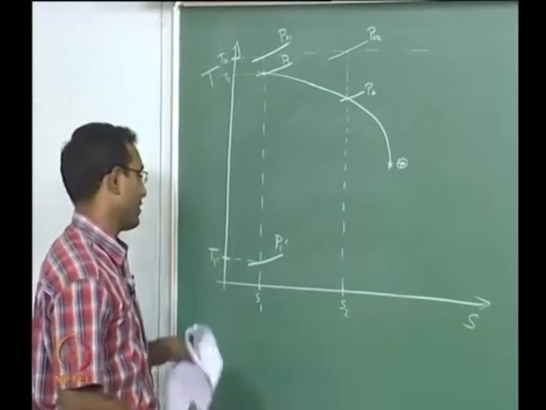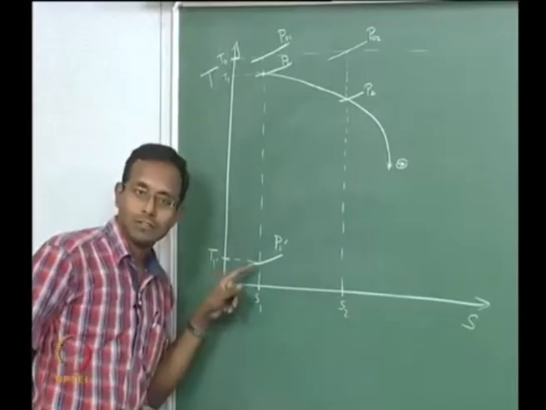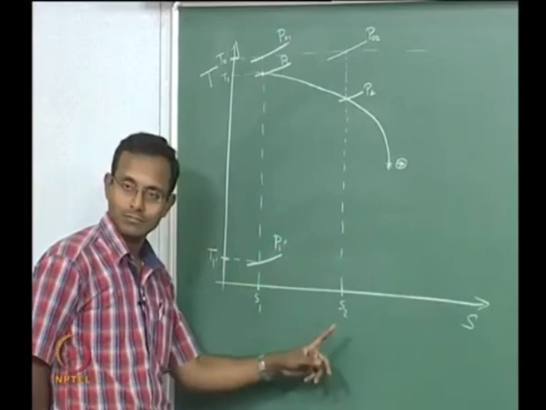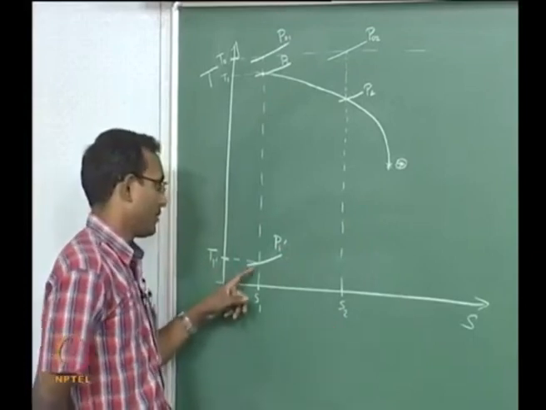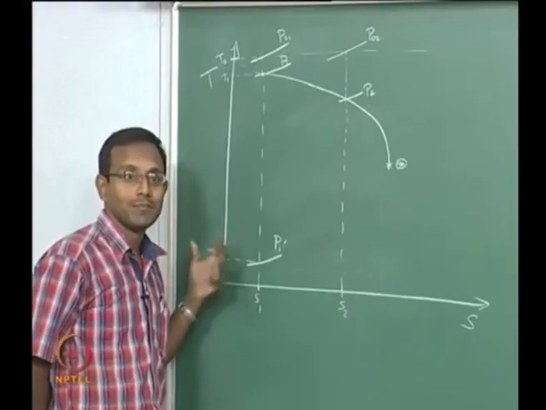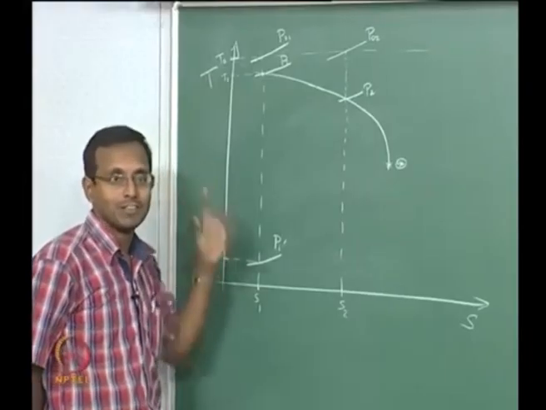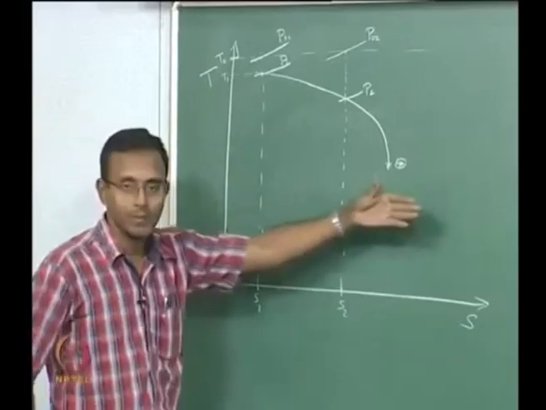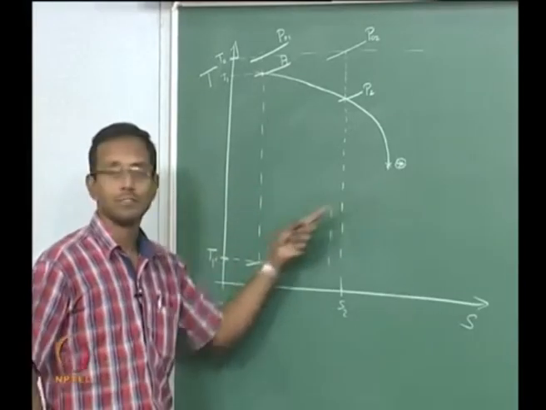If I start here, I know in supersonic condition, of course along my duct my entropy increases, but my temperature will also increase. Why? My Mach number decreases. Mach number decreases, temperature increases. So I am going to go higher temperature, higher entropy. So I have to go this direction.